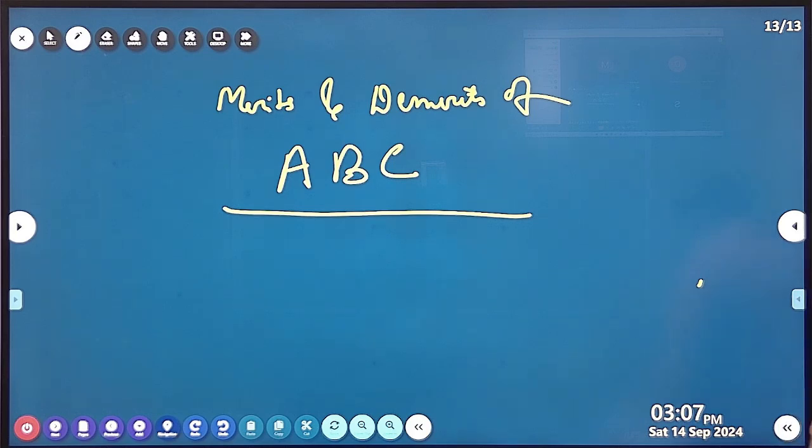ABC can be used by service and retail organizations. Many service and retail businesses have characteristics very similar to those required for successful application of ABC in modern manufacturing industry. So you can easily write at least 5 or 6 benefits of ABC if it comes in exam.